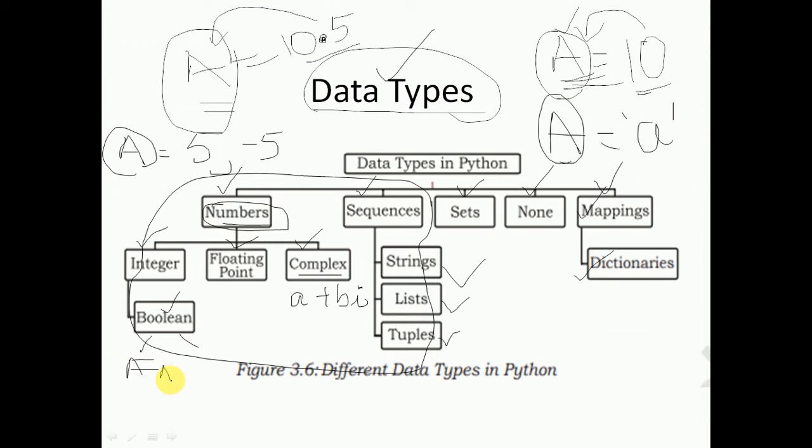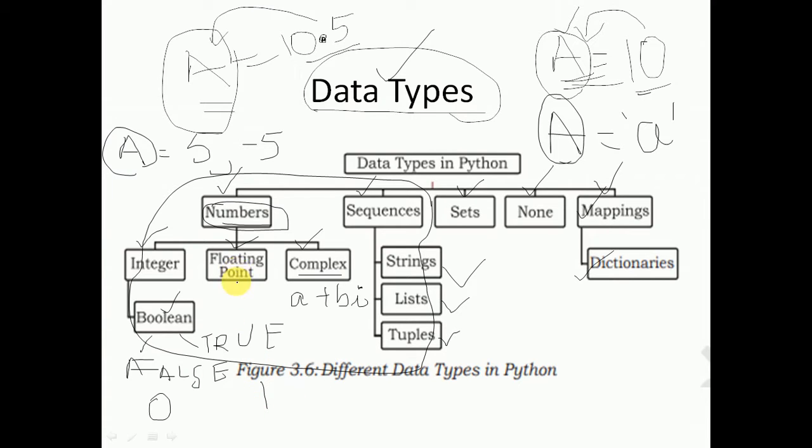Boolean comes under false or true, or it is also known as 0 or 1. Under this boolean, it is again divided into false and true value. That is, false means 0 and true means 1. Then we have floating data types.